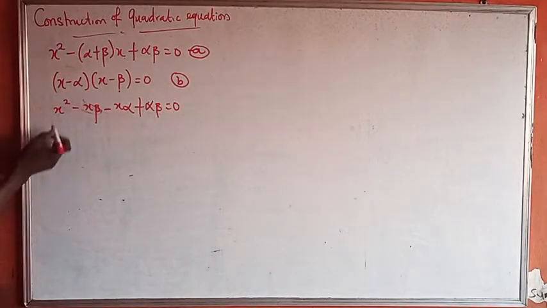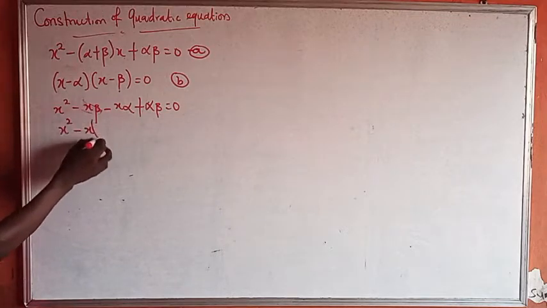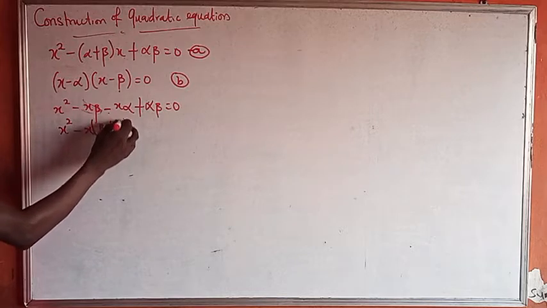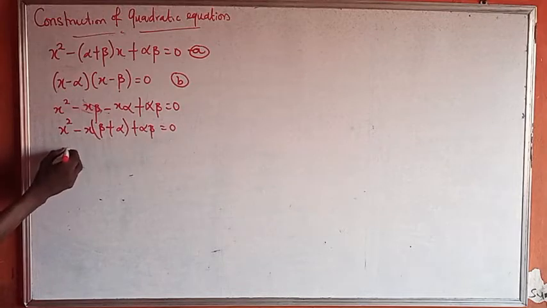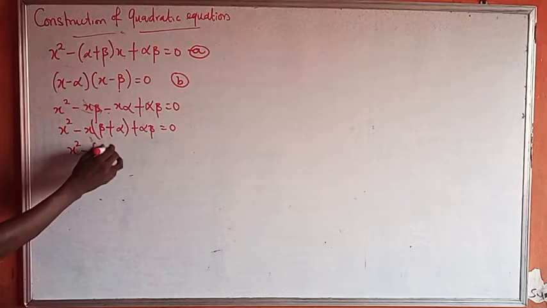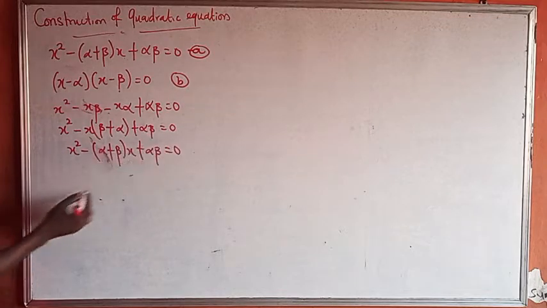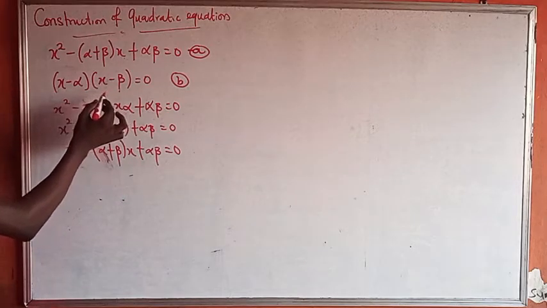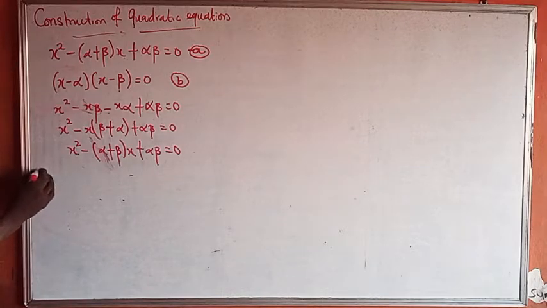After that, this will give us x squared. What comes between this one? Minus, and x, if you take that out, it will give me beta. Minus and minus will give us plus alpha, close bracket, plus alpha beta equals 0. And if you do that, you are going to have x squared minus alpha plus beta x plus alpha beta equals 0. So you can either use this to construct a quadratic equation or you can also use this. I'll be making use of the two in this video. Alright, so let's see our first example.